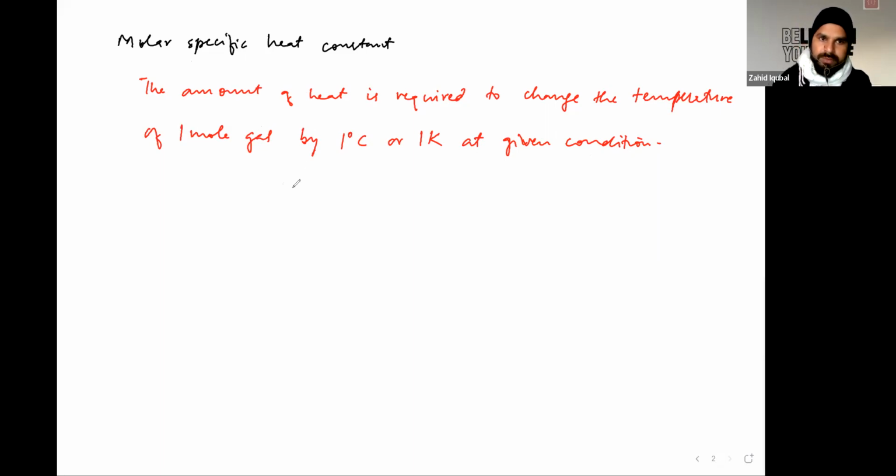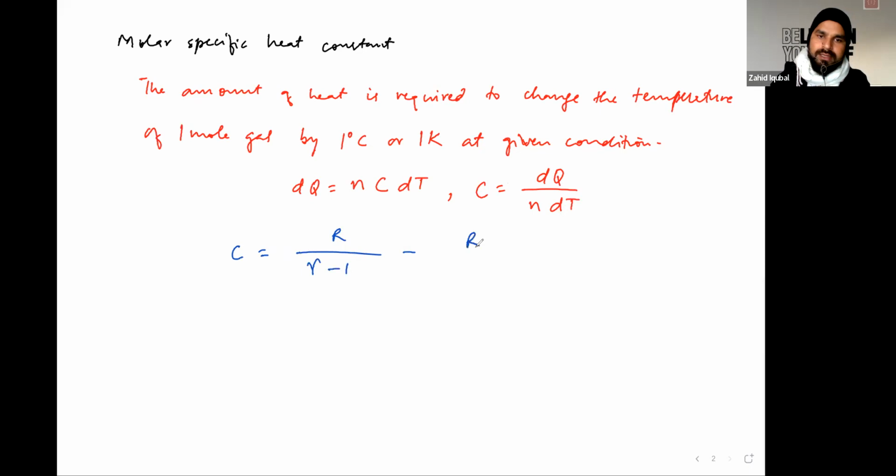So in general, dQ equals n times C times dT. So C equals dQ divided by number of moles times dT, where C is called molar specific heat constant. But in general, C is equal to R by (gamma minus 1) minus R by (x minus 1). So this will be a generalized formula for calculating molar specific heat constant depending upon different processes. Is it clear?